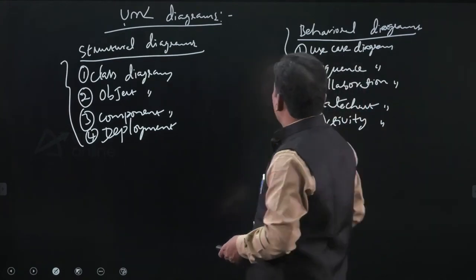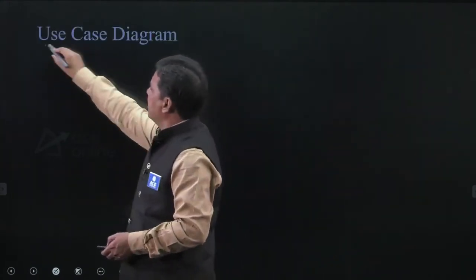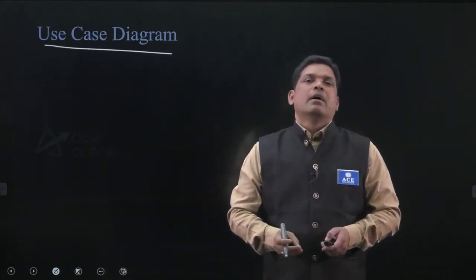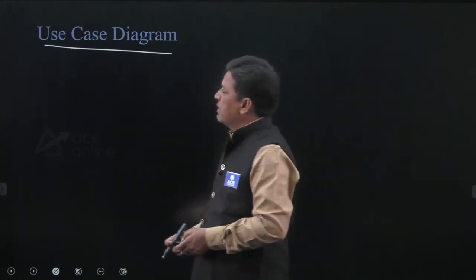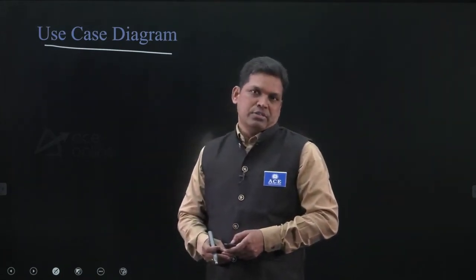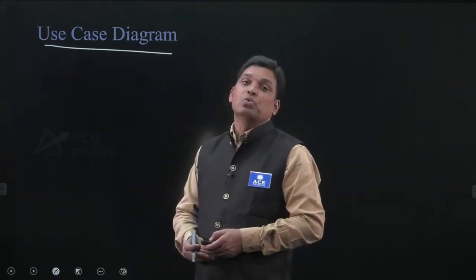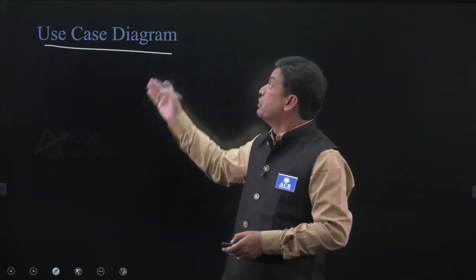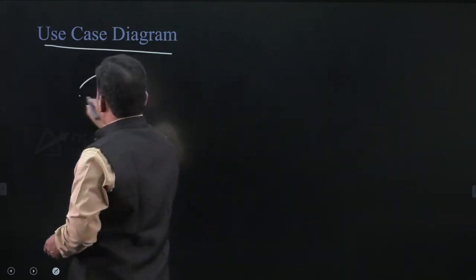About these diagrams, we will discuss one or two of them. We will discuss briefly the use case diagram. What is the importance of the use case diagram? Use case diagrams are used for modeling the functional requirements of a software system. Any use case diagram consists of a set of use cases, actors, and relationships among use cases and actors. What does a use case represent? A set of operations which can be performed by a software system. We call it a use case.